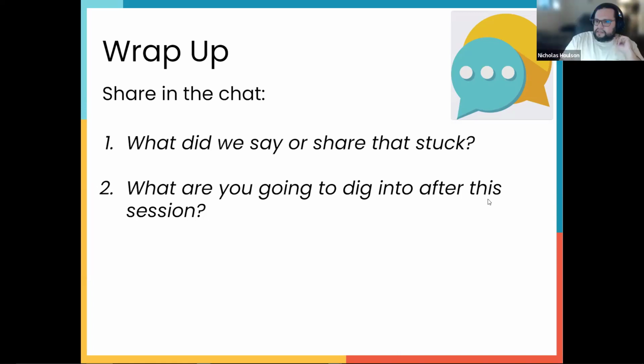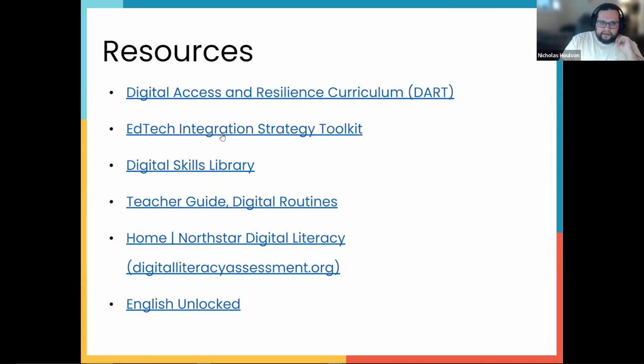Where's the third thing we talked about on this resource slide? We talked about digital access and resilience curriculum, DART, the EdTech integration strategy toolkit, which looks like an app. I also mentioned another resource, Digital Skills Library, is a parallel to this. Both are found on the EdTech website. And Leah talked about the Digital Routines Teacher Guide.